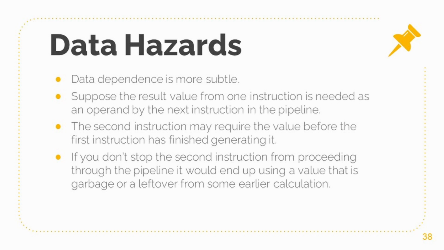Stalling: if data forwarding is not possible or if the hazard cannot be resolved in time, the CPU may need to stall the pipeline temporarily until the data becomes available. During a stall, the CPU does not fetch or execute new instructions, allowing time for the required data to be produced by the earlier instruction. By employing these techniques, CPUs can effectively manage data hazards and ensure correct execution of instructions in the pipeline. This allows for efficient utilization of CPU resources and helps maintain the integrity of program execution.